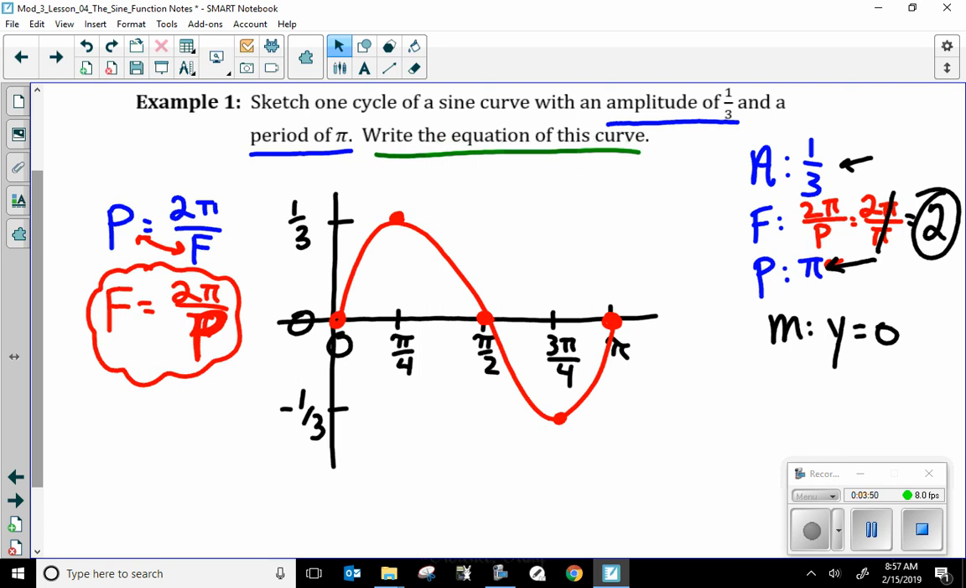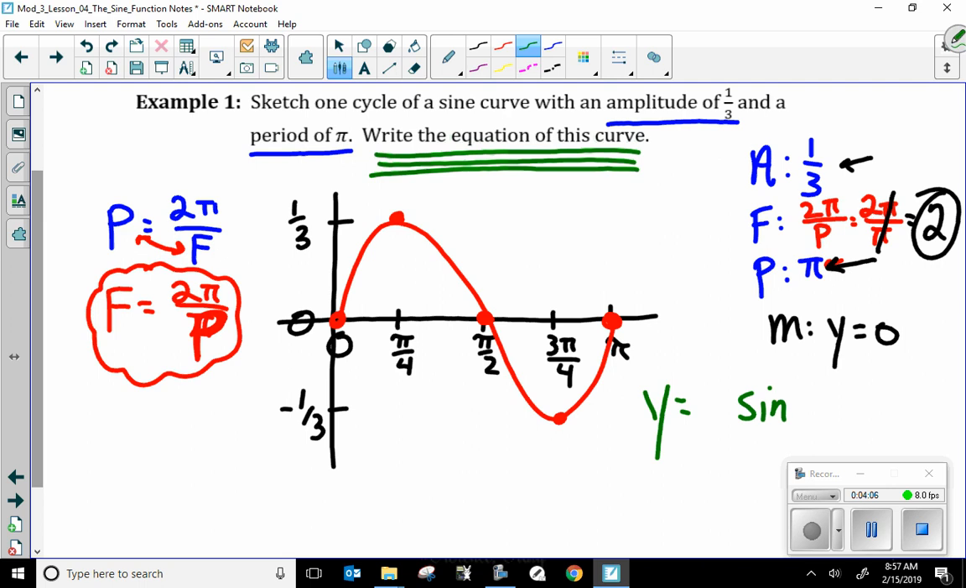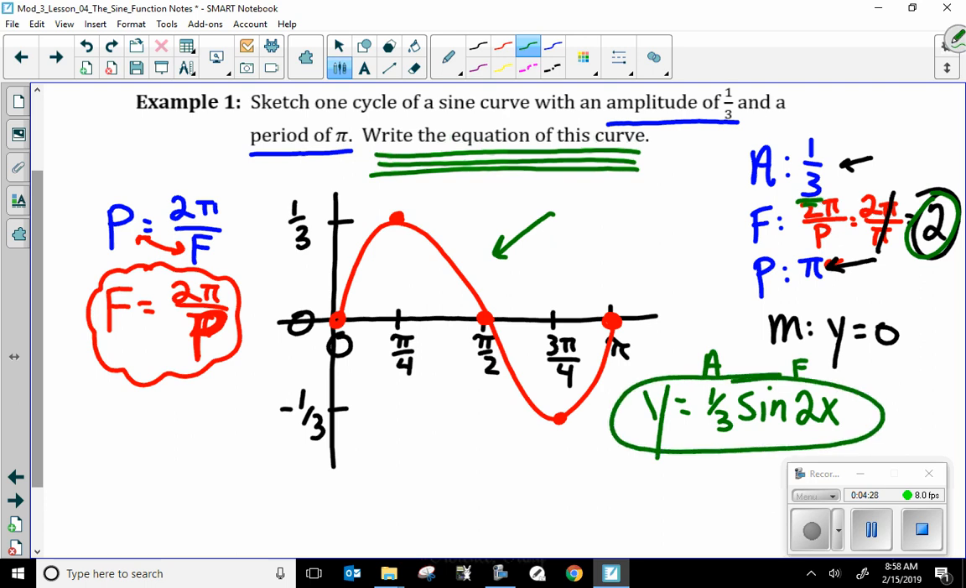But we're not done. Because not only do they want us to sketch the curve, they want us to write the equation. I know this is a sine curve. I know it's positive. It's not negative, it's not flipped. It's a positive sine curve. So y equals something sine of x. My amplitude goes here, and my frequency goes here, which is 2. That's why we did frequency. When we were sketching this, you might have been like, why did we even have to do frequency? Because we need it for the equation. And that's your equation of the curve right there.